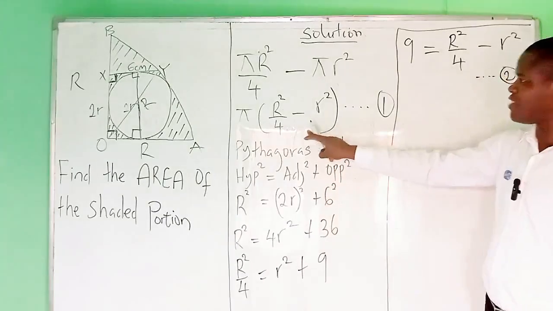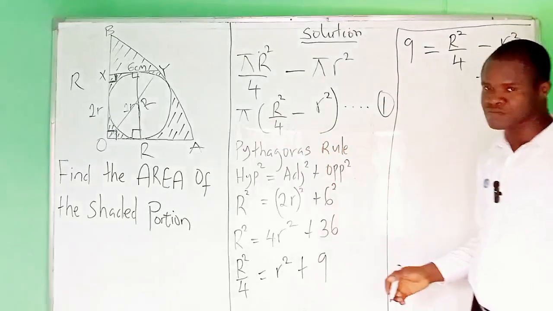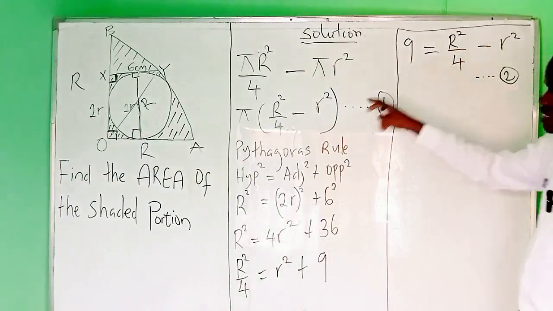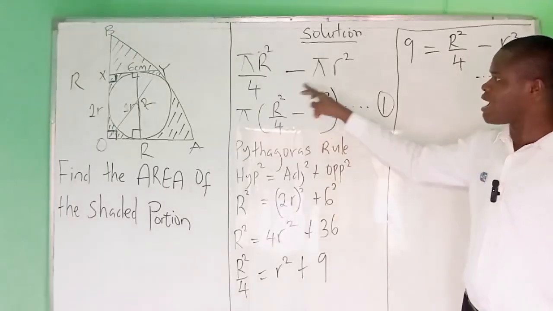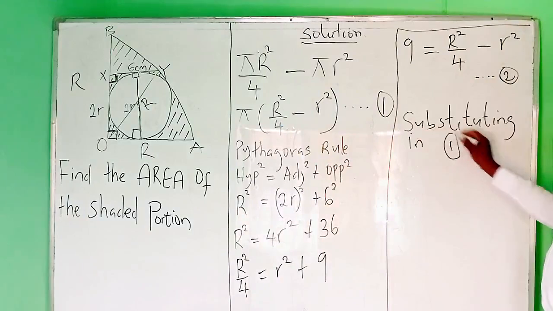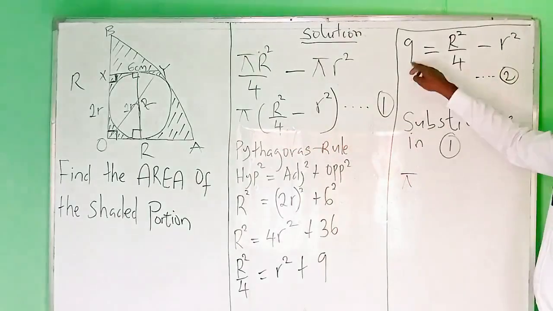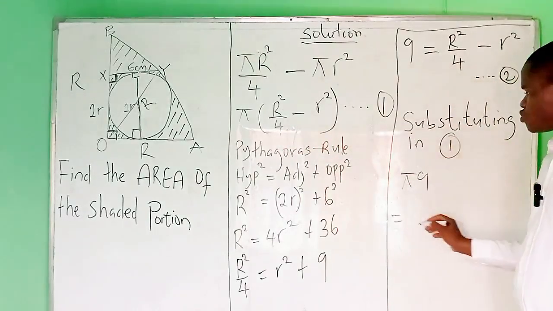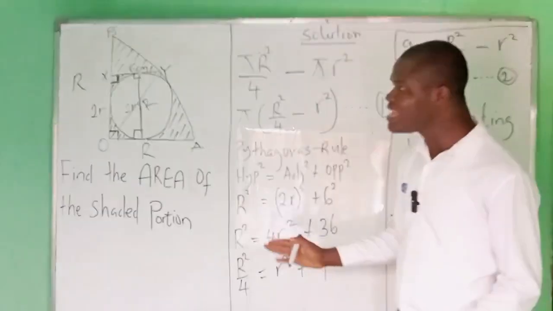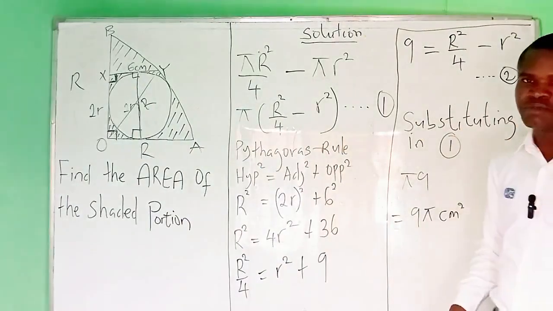If you look at equation 1 very well, you see that it's very similar to equation 2. It's just that there is pi here. That is the only difference. So since big R square over 4 minus r square is equal to 9, I can substitute in equation 1 and replace the whole of this thing with 9. So instead of writing this whole thing, I just write 9. So this is equal to 9 pi centimeter square. So the area of this shaded portion is 9 pi centimeter square.